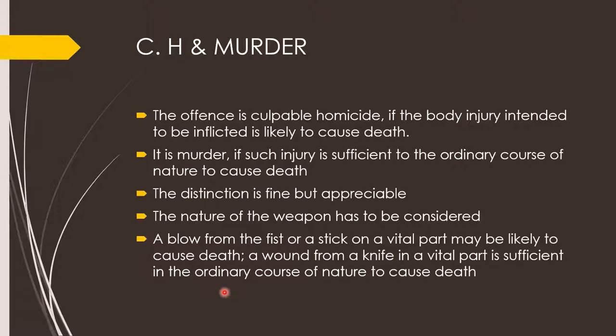And the distinction between culpable homicide and murder is appreciable, but it is very fine. So usually, in the absence of sufficient evidence, sometimes a charge of murder will not stand, and the case will be considered as culpable homicide not amounting to murder or grievous injury. And for considering a case to be a murder, a culpable homicide not amounting to murder, or grievous hurt, the nature of the weapon also has to be considered. Example, a blow from a fist or a stick on a vital part may be likely to cause death, and a wound from a knife in a vital part is sufficient in the ordinary course of nature. So the nature of the weapon has to be considered to explain whether it is murder, a culpable homicide not amounting to murder, or grievous injury.